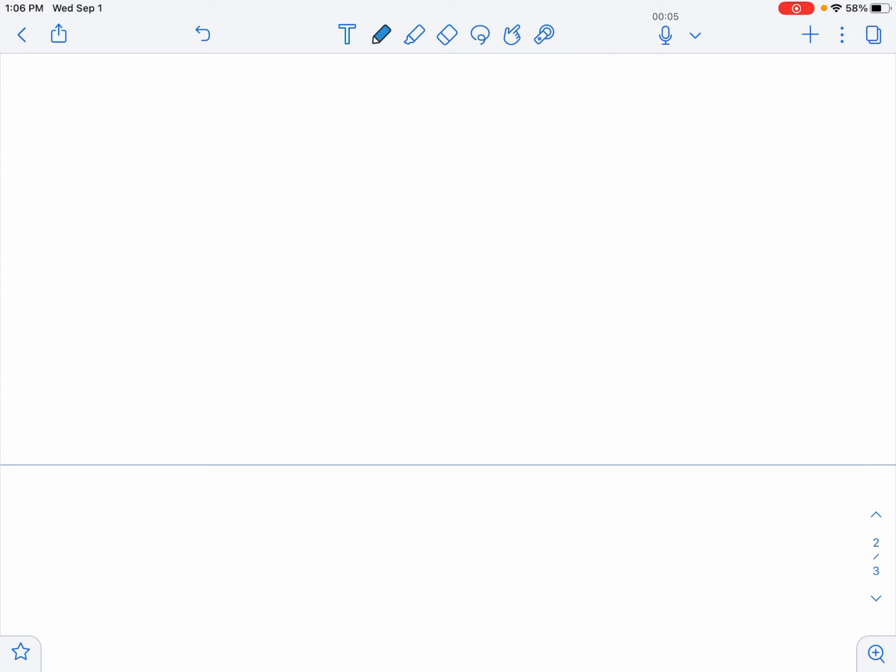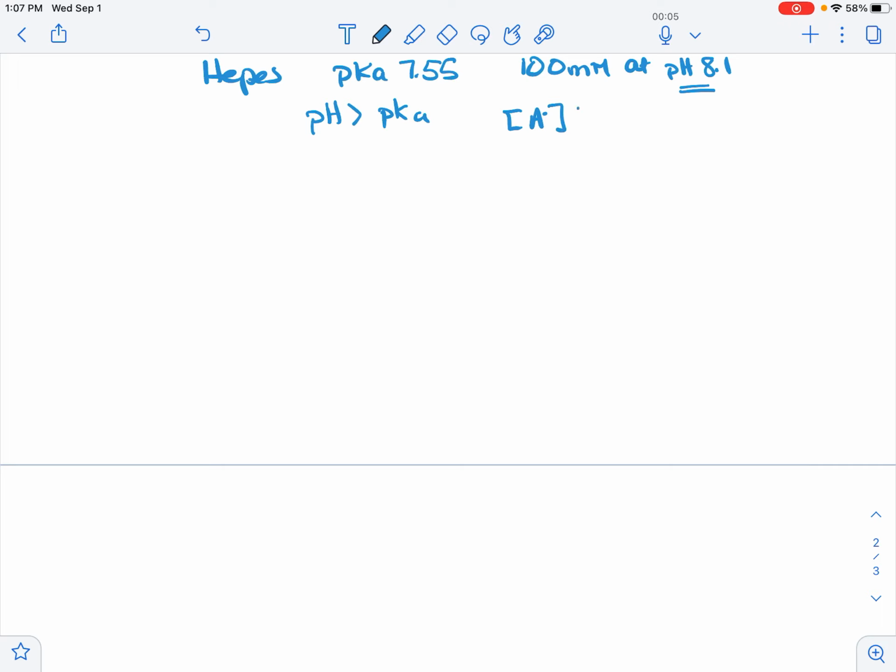So we have HEPES, pKa 7.55, 100 millimolar at pH 8.1. So notice that the pH is greater than the pKa, right? 8.1 is greater than 7.55. So we know in the end we should wind up with a concentration of A minus, the conjugate base, that is greater than the concentration of the weak acid.